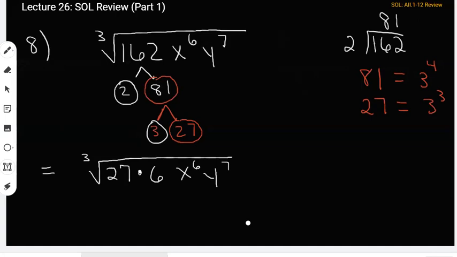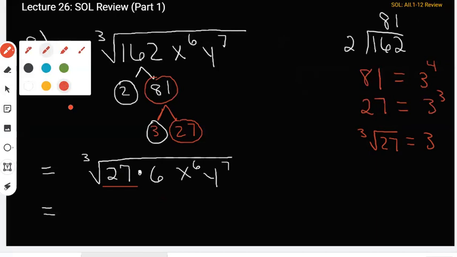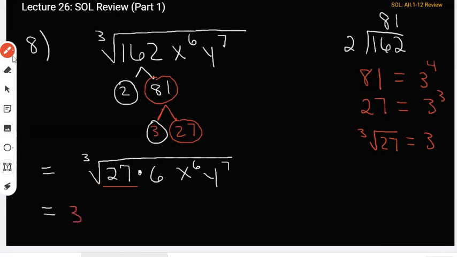I know that 27 is a perfect cube, so I'm going to underline that. The cube root of 27 is 3. So that means I can take the 27 out as a 3. So what's that going to look like? The 3 is going to be on the outside, and then this 6 has to remain on the inside. So inside the cube root, I'm still going to have the 6 and the variables. I haven't changed those yet, but I'm about to.